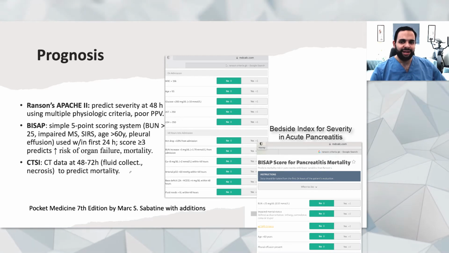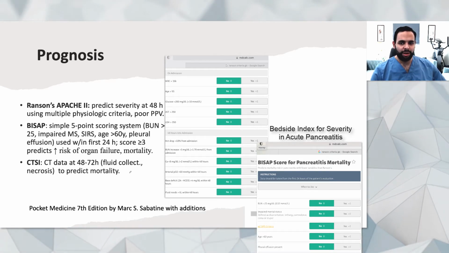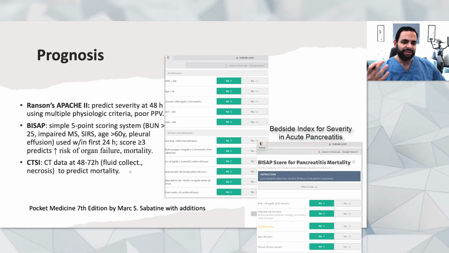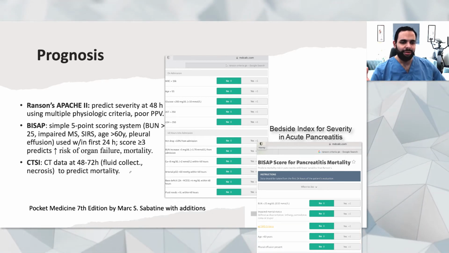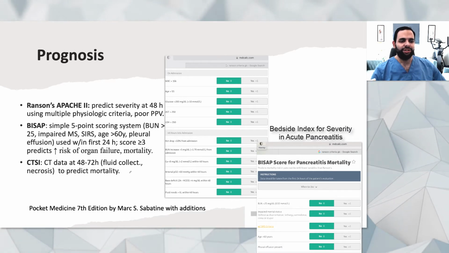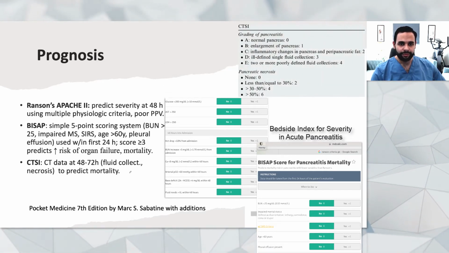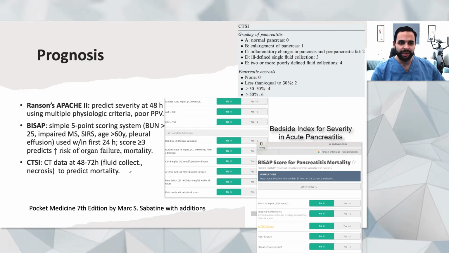The CTSI is a CT scoring. It's the computed tomography severity index, and it gathers CT data at 48 and 72 hours, and it looks at fluid collection and necrosis to predict mortality. So that's the CTSI.